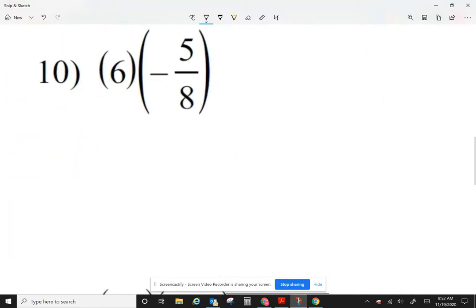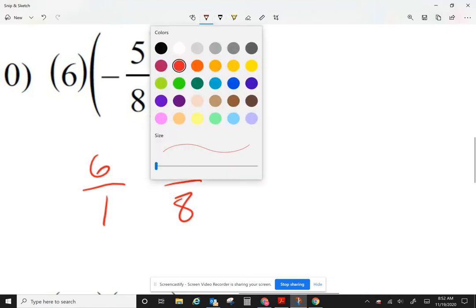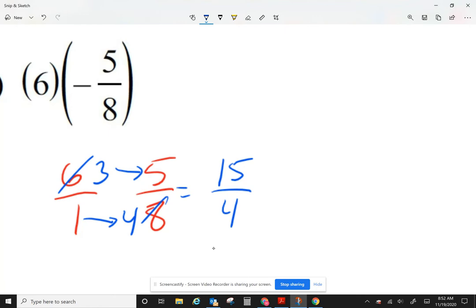All right. One last example. I'm going to see this as 6 over 1 times 5 over 8. Simplify if possible. 6 and 8, I'm going to divide each by 2. All right, 6 divided by 2 is 3. 8 divided by 2 is 4. Now I can easily multiply. On the top, I have 15, 3 times 5. At the bottom, I have 4, 1 times 4. I have a big number on the top, so I'm going to divide 15 by 4. 4 goes into 15 3 times.